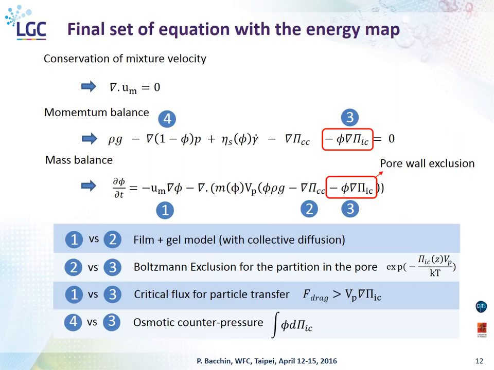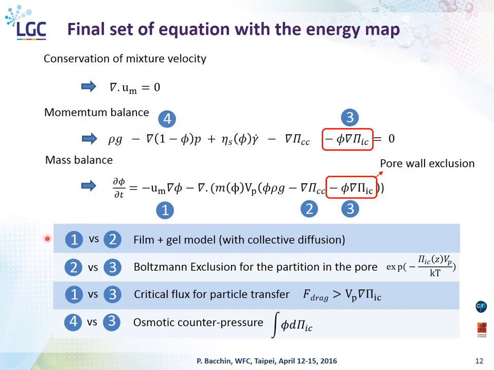So at the end, the final set of equations with the energy map is the conservation of mixture velocity, the momentum balance, and the mass balance. And here it's interesting to see the effect of the important terms. So we have here a convective term for mass transport, term 1, a diffusive term, which is linked with the generalized Stokes law to a gradient in osmotic pressure, term 2. And then you have this new term for pore exclusion from the energy map, 3. And you can also have the effect of the pressure, 4.